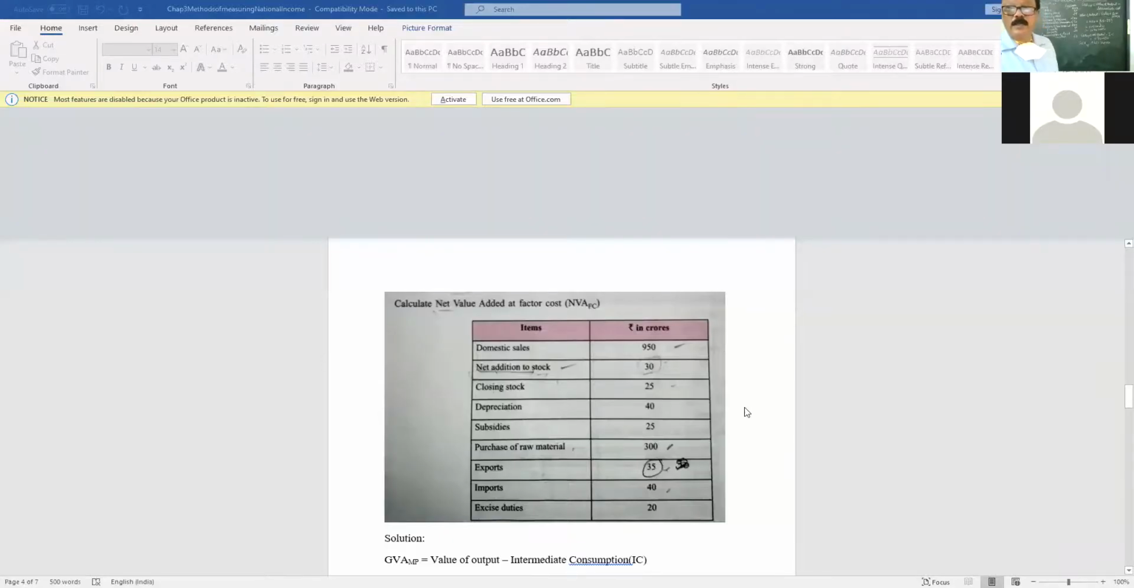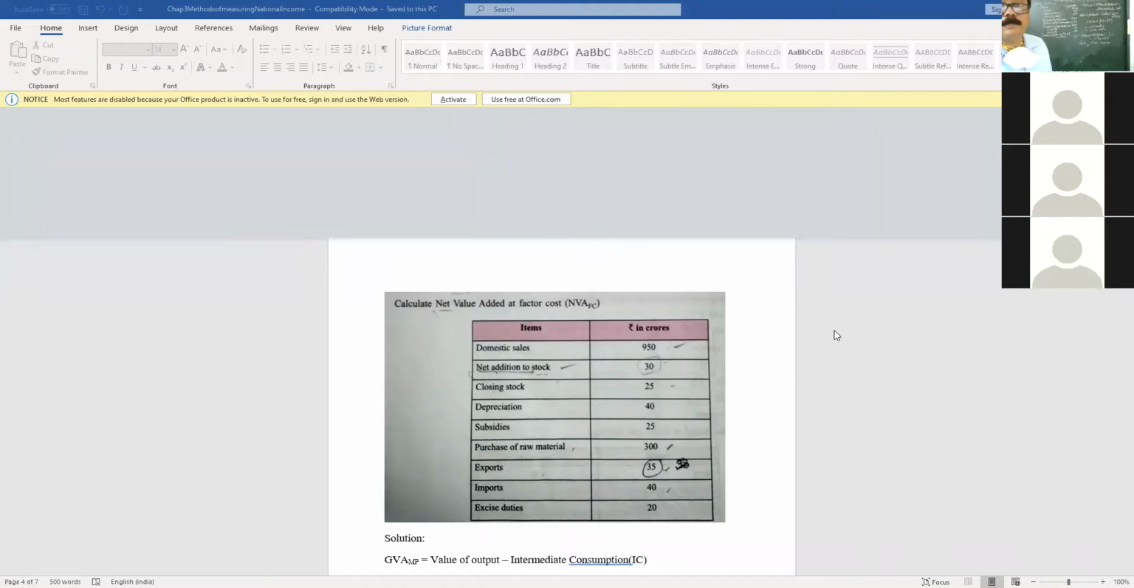Now we come to the second question. Can you see the screen? Second question. Calculate net value added at factor cost. Can you all see the screen, please, one of you? Anyone? Yes, sir. Okay, copy down this question. Calculate net value added at factor cost.